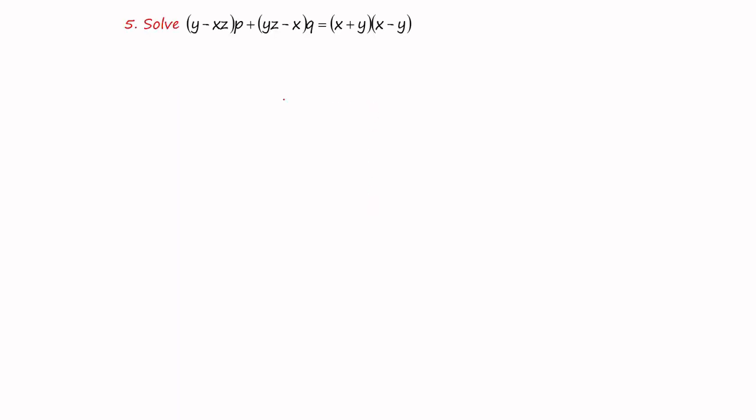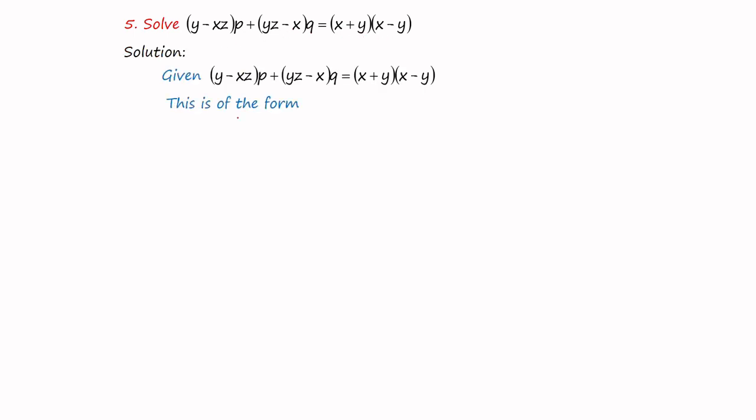Solve (y minus xz) p plus (yz minus x) q is equal to (x plus y)(x minus y). Okay, so here also capital P is there, with the small p, and Q is there, and the R term is there. So this is of the form Pp plus Qq is equal to R. Now we have to write the values of P, Q and R. P is equal to y minus xz, Q is equal to yz minus x, and R is equal to (x plus y)(x minus y).